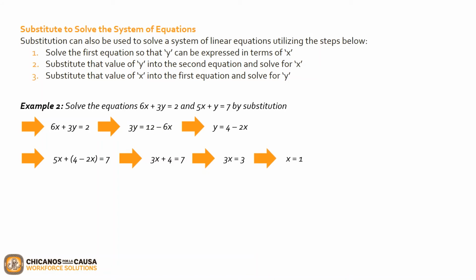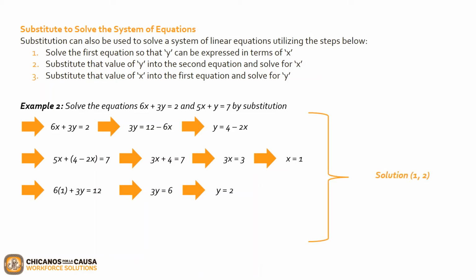We're then going to take that 1 and plug it back into our first formula. So again, substituting. So we're going to do 6 times 1 plus 3y equals 12. We're then going to subtract 6 from both sides so that we can get that y by itself, giving us 3y equals 6. And then, of course, our usual division, which gives us y equals 2. Therefore, our final answer, or our ordered pair, is 1 and 2.